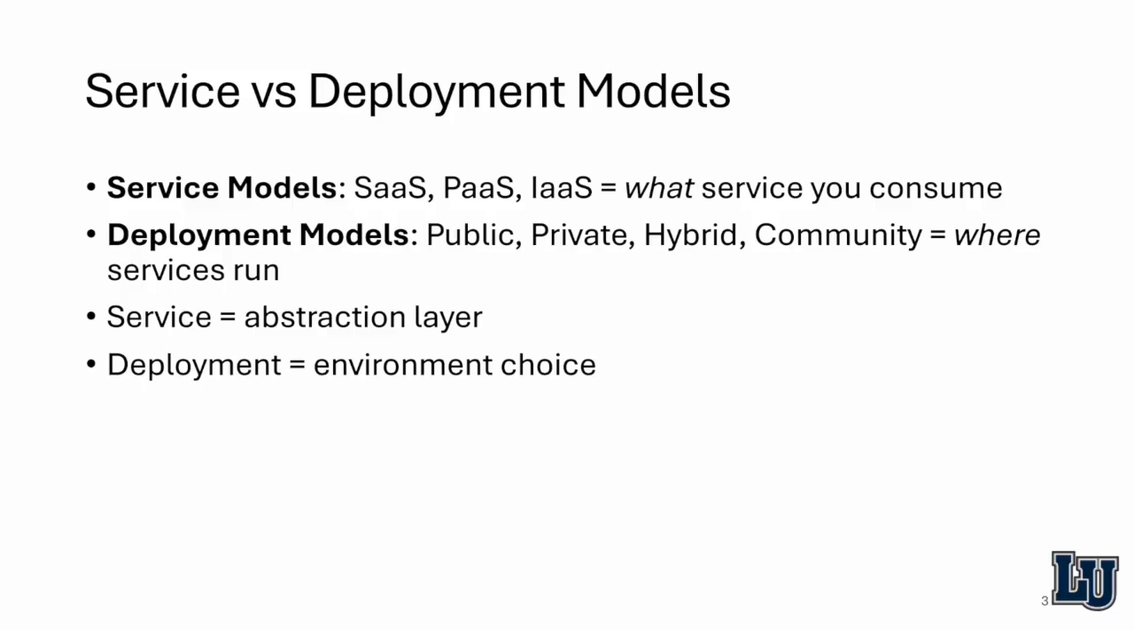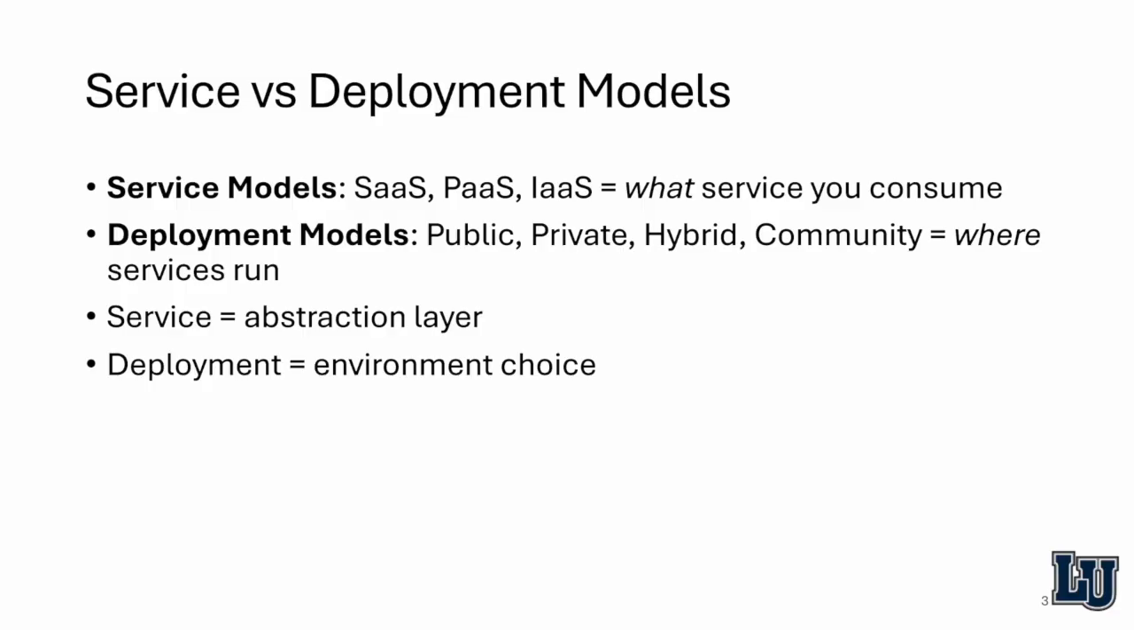Let's make sure that we are clear on the distinction. Service models, software as a service, platform as a service, infrastructure as a service, are about what kind of service the provider is giving you. For example, SaaS is ready to use software like Gmail or Microsoft 365, like the one that I'm using right now. PaaS is a platform like Heroku or Google App Engine where developers build apps. IaaS is infrastructure as a service like AWS EC2, Azure, where you get raw computing and resources.